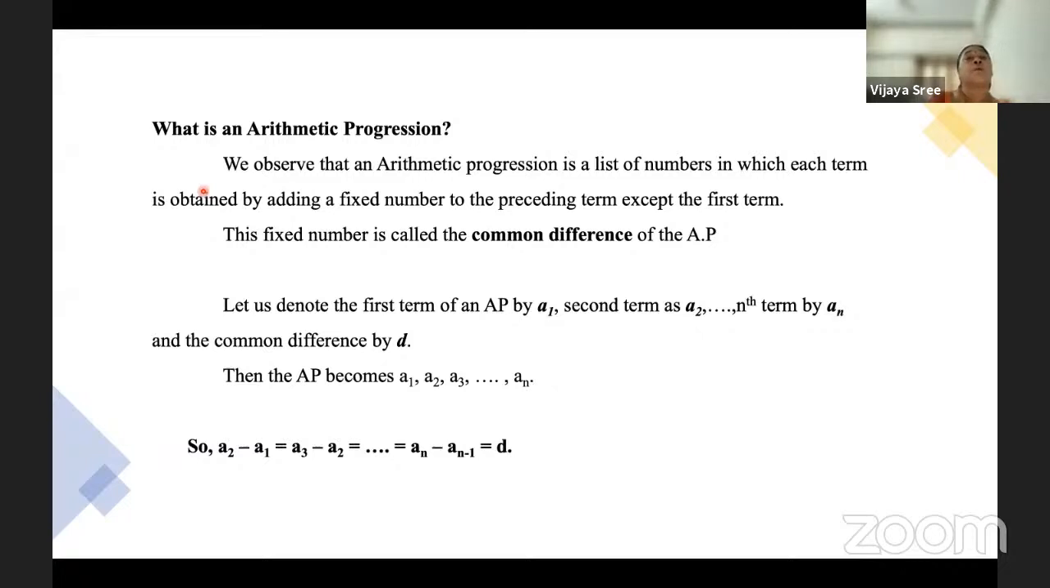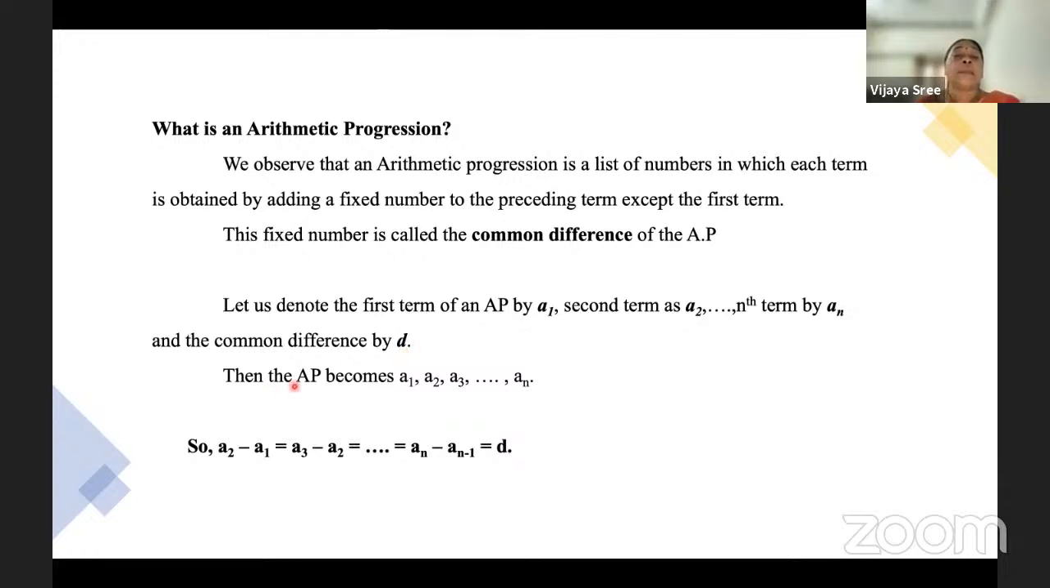Next, what is an arithmetic progression? We observe that an arithmetic progression is a list of numbers in which each term is obtained by adding a fixed number to the preceding term, except the first term. This fixed number is called the common difference of the AP, arithmetic progression. Let us denote the first term of an arithmetic progression as a1, second term as a2, third term as a3, and so on. The nth term is denoted by an and the common difference is denoted by d.